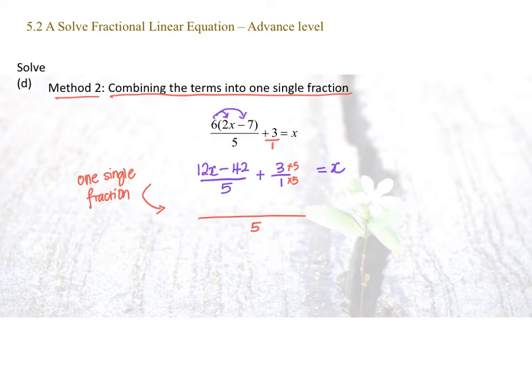Now take note that there are more than one term available. Be careful of the sign. So I will have 12x minus 42 plus 3 times 5 will give you 15.